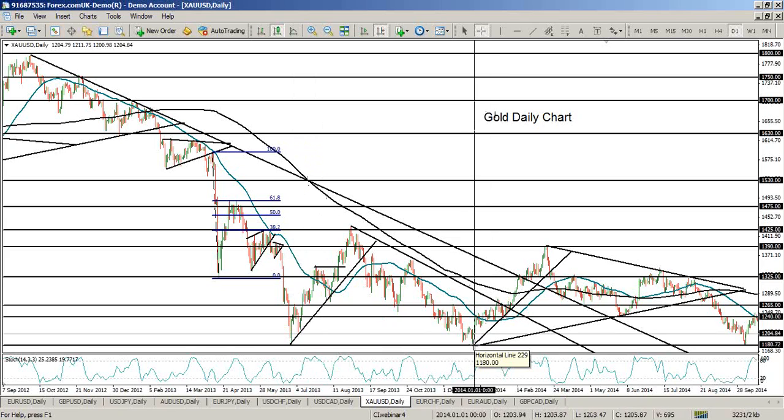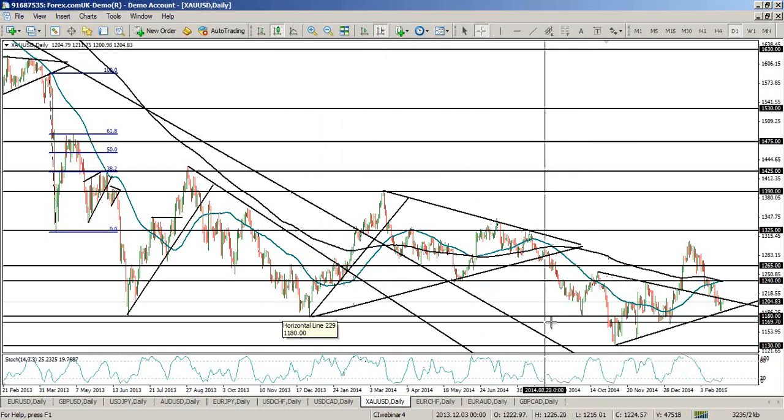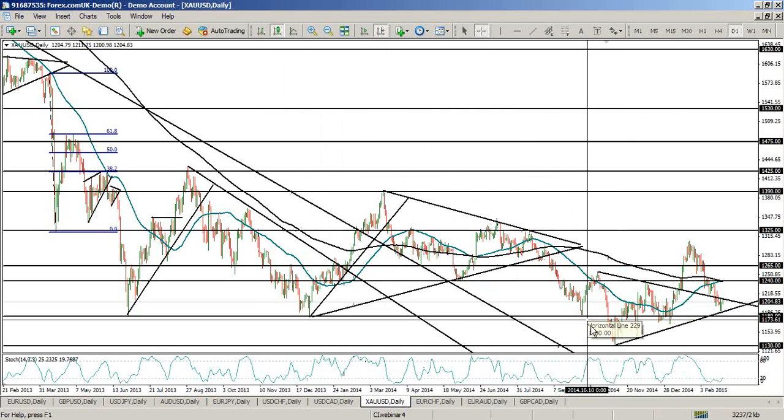This is 1180, back in January of 2014, and then once again we had it back in October 2014. So these are technical. That's a support level, an extremely strong support level before it was broken to the downside. But is that a coincidence? I mean, those are the technicals working right there, 1180 being the price right there.